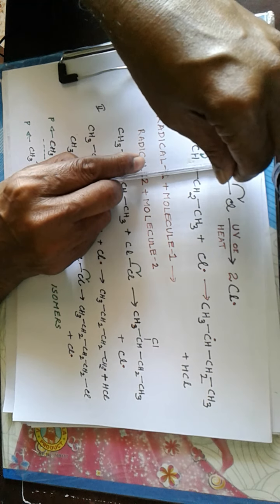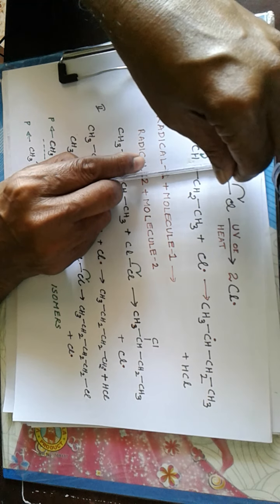So that when chlorination occurs to this molecule, we can have one chlorine here and one chlorine here. One chlorine here or one chlorine here will give the same isomer. One chlorine here or one chlorine here will give the same isomer. So only two monochloro derivatives are possible for this structure.